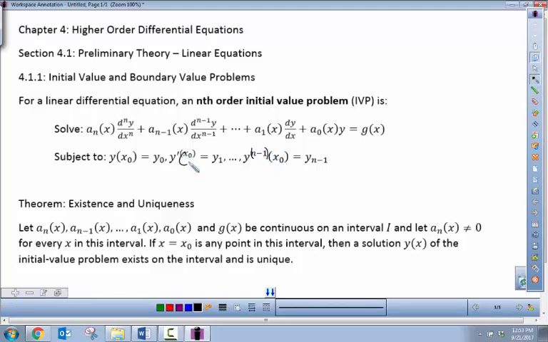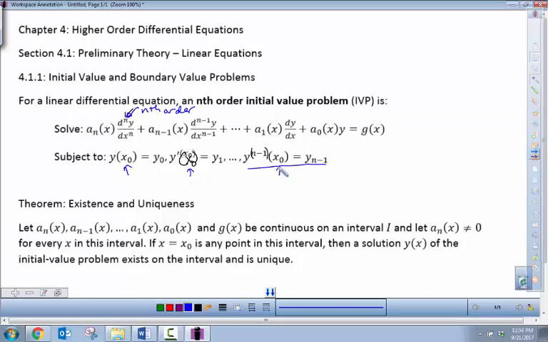Oh, this is not subscript, superscript. All right. So the idea is that your differential equation is an nth order differential equation, and your initial conditions should have information at a starting point, and that starting point has to be the same for all your initial conditions.